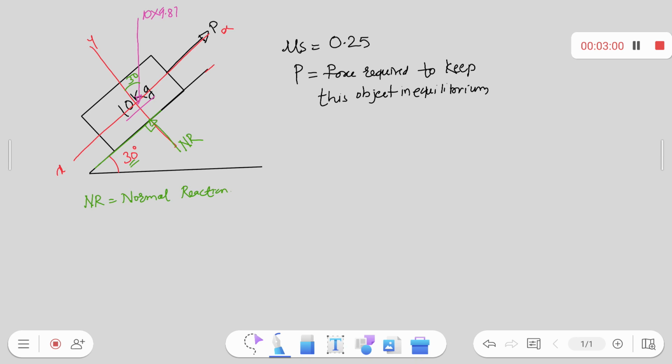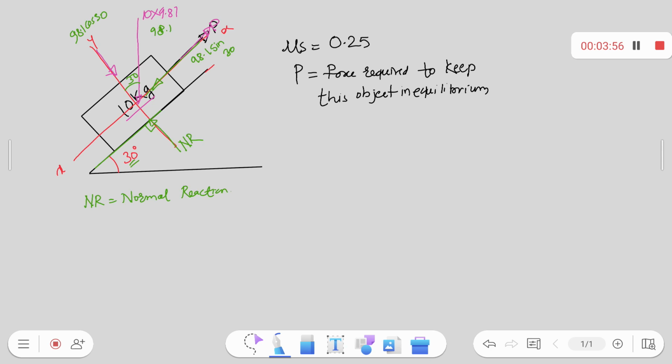Again I am going to resolve this weight, which is 10 into 9.81, that is 98.1. The component with the angle to the y-axis is the y component, 98.1 cos 30, and the other is the sine component, 98.1 sin 30. After resolving, P is exactly lying on this x-axis, so no need to resolve P. P stays as it is.